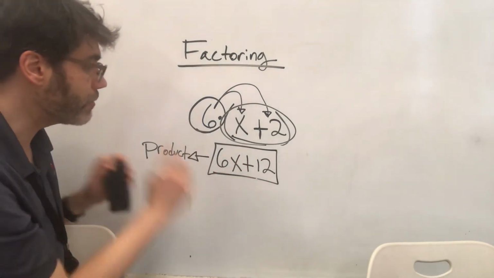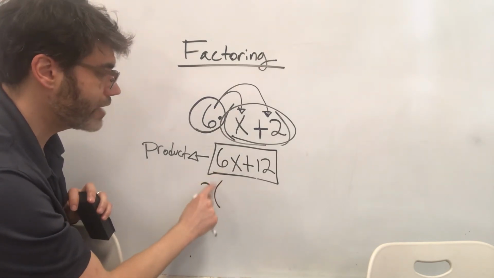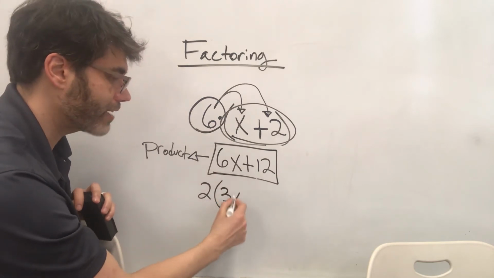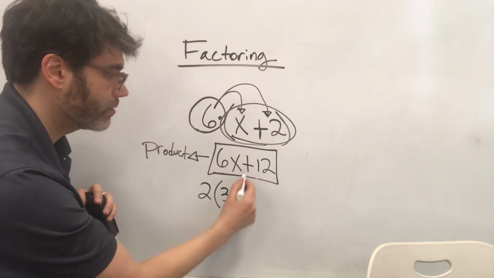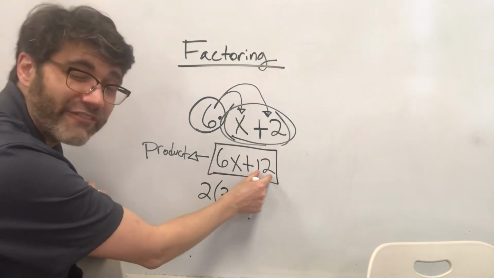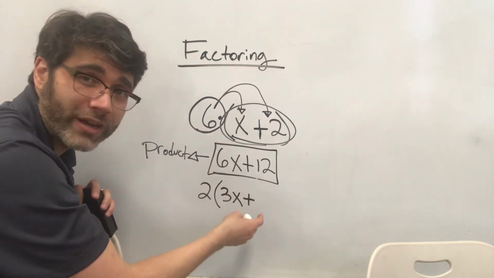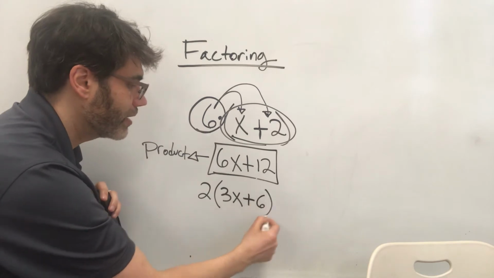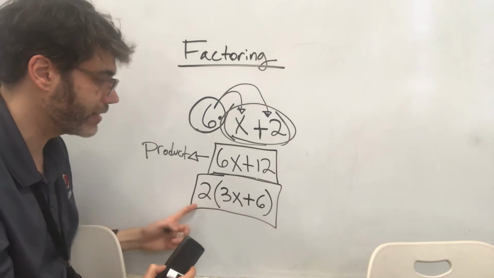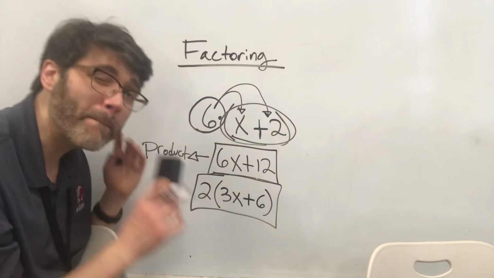Okay, so we could do it. Let's say we pulled out 2. If we pull out a 2, what do we need to multiply 2 by to get back to 6x? How about 3x? Okay, and then we bring down the addition sign, and then if we're pulling a factor of 2 out of 12, 2 times what gets us back to 12? 2 times 6, okay?